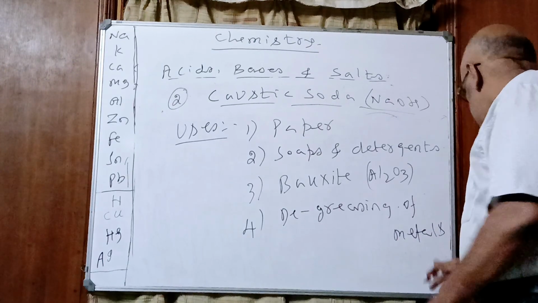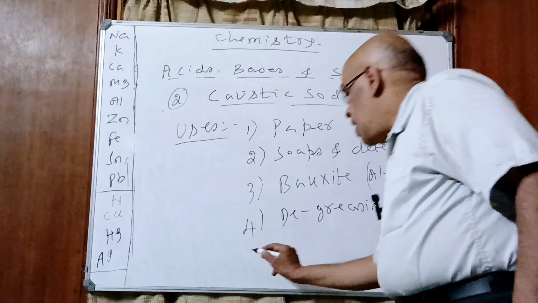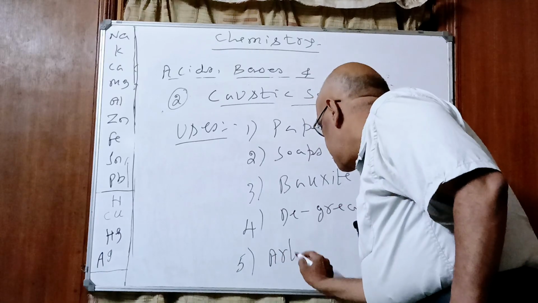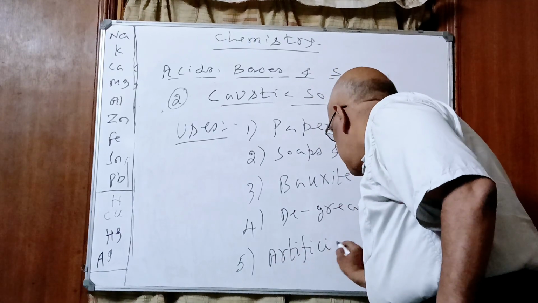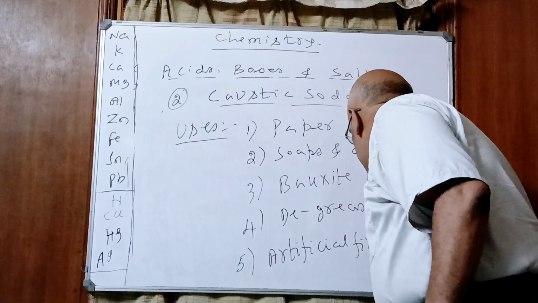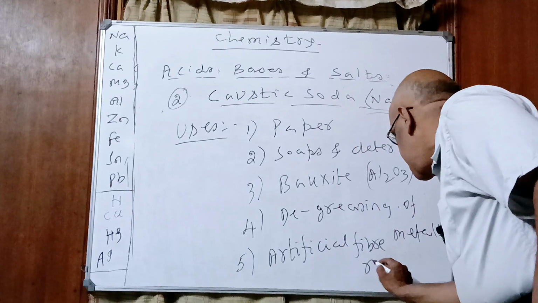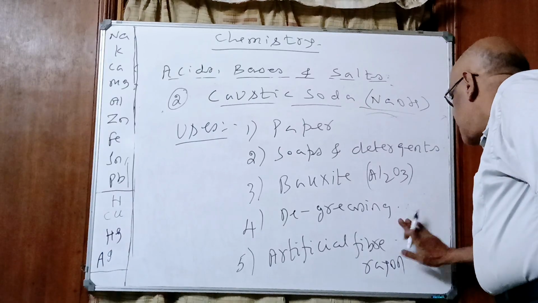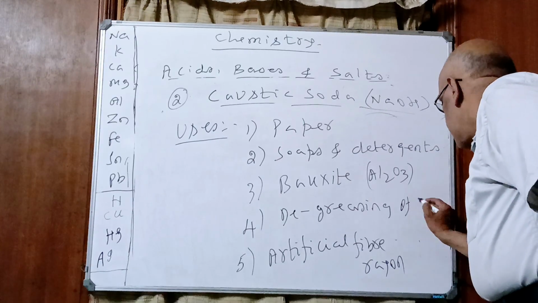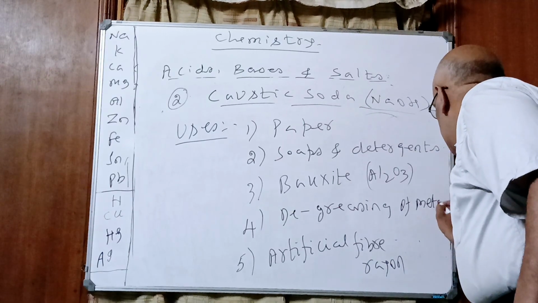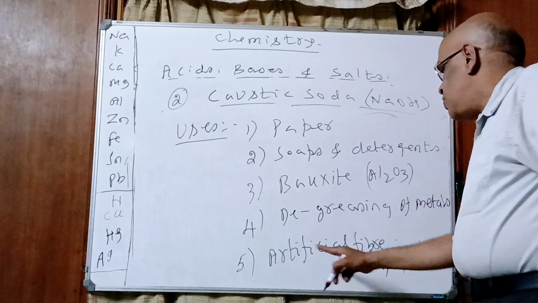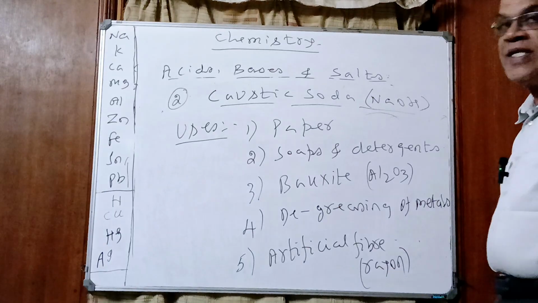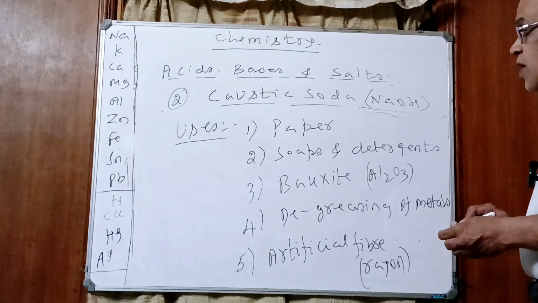Then where is it used? It is used in the manufacture of artificial fiber. Which is the artificial fiber, children? Rayon. It is used in the manufacture of artificial fiber, which is rayon in the textile industry. These are the uses of caustic soda.